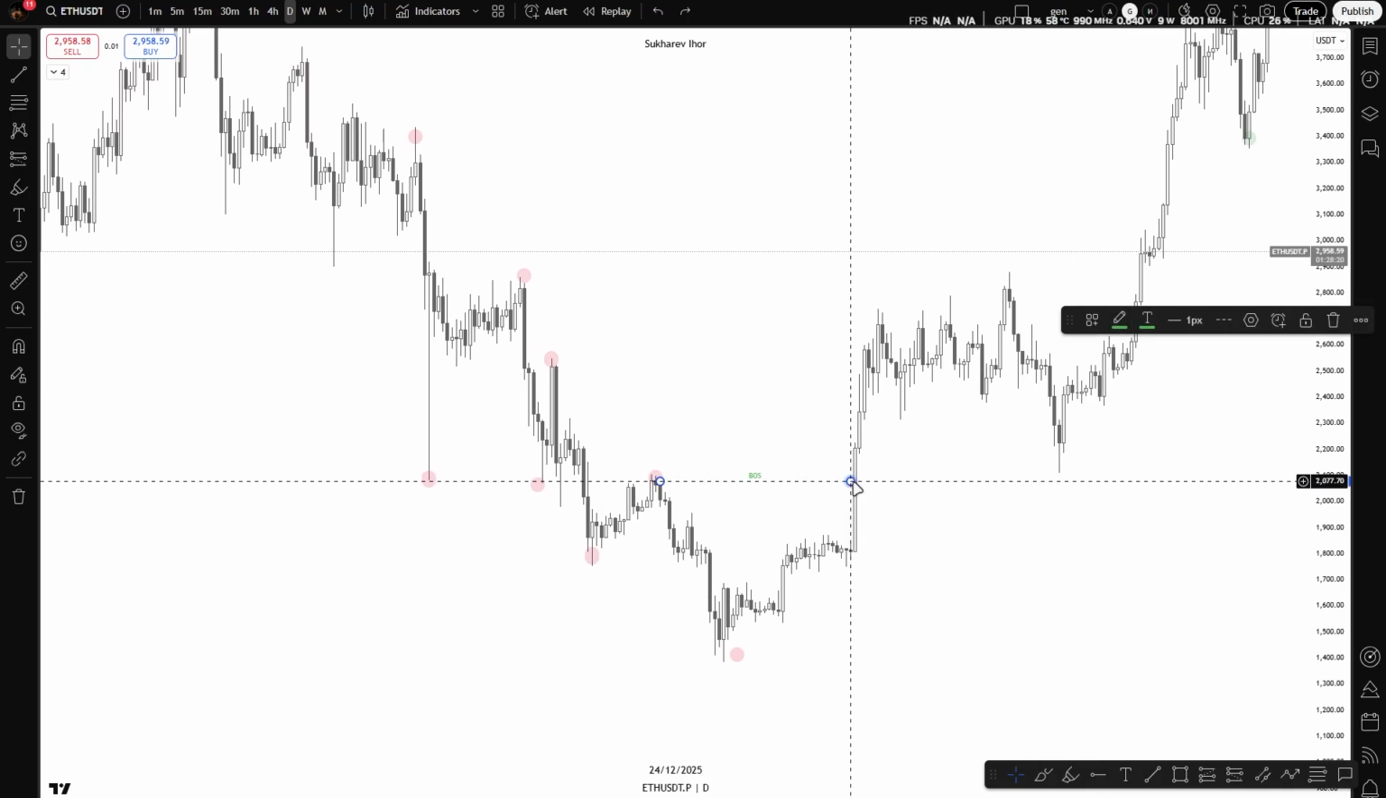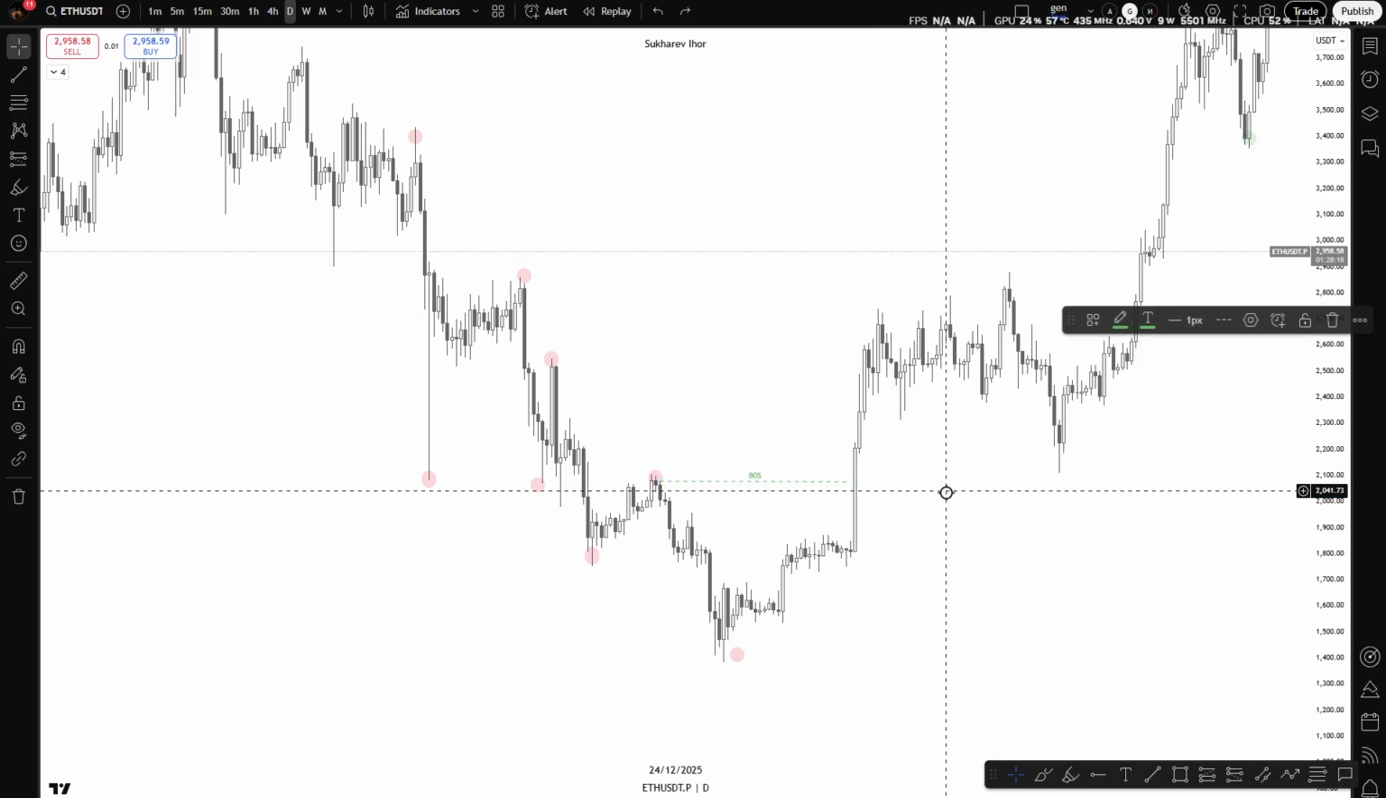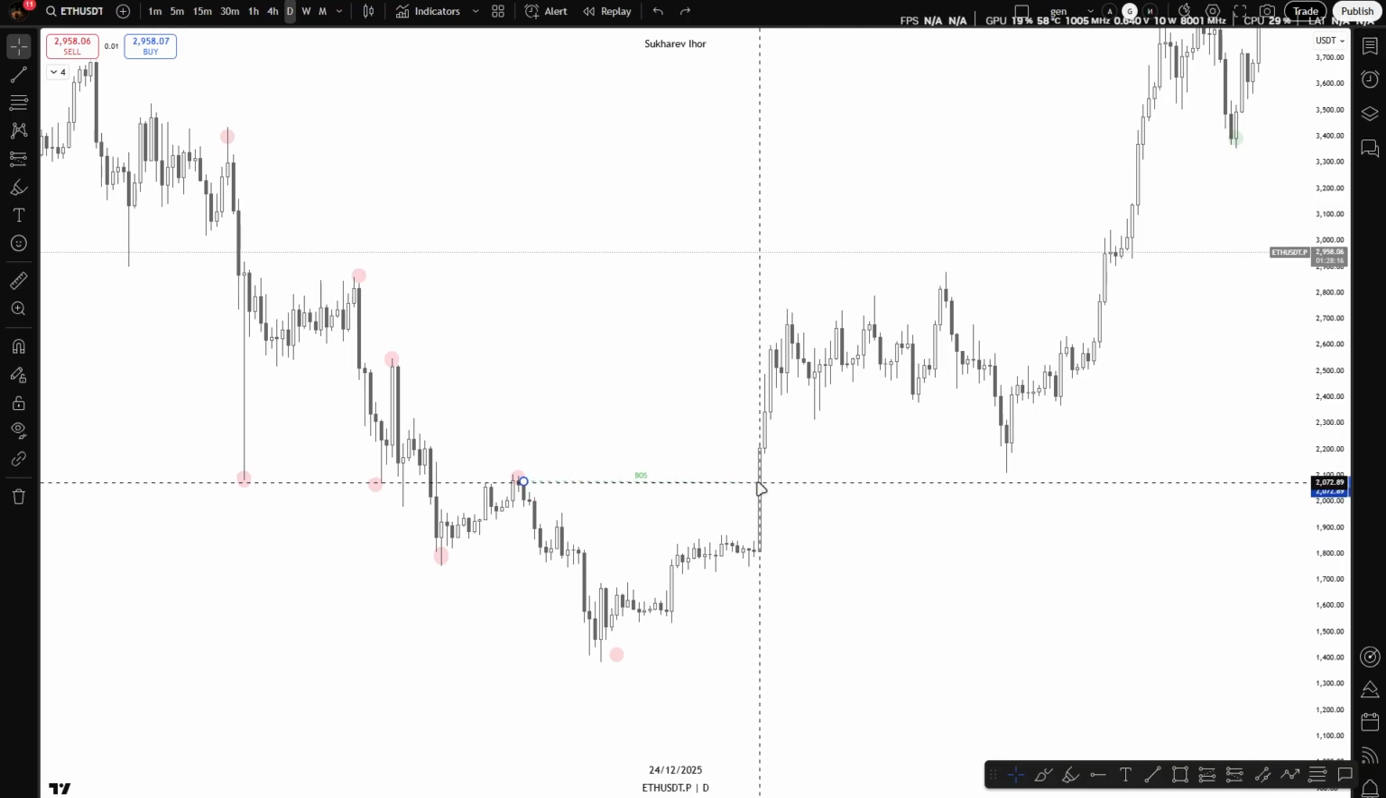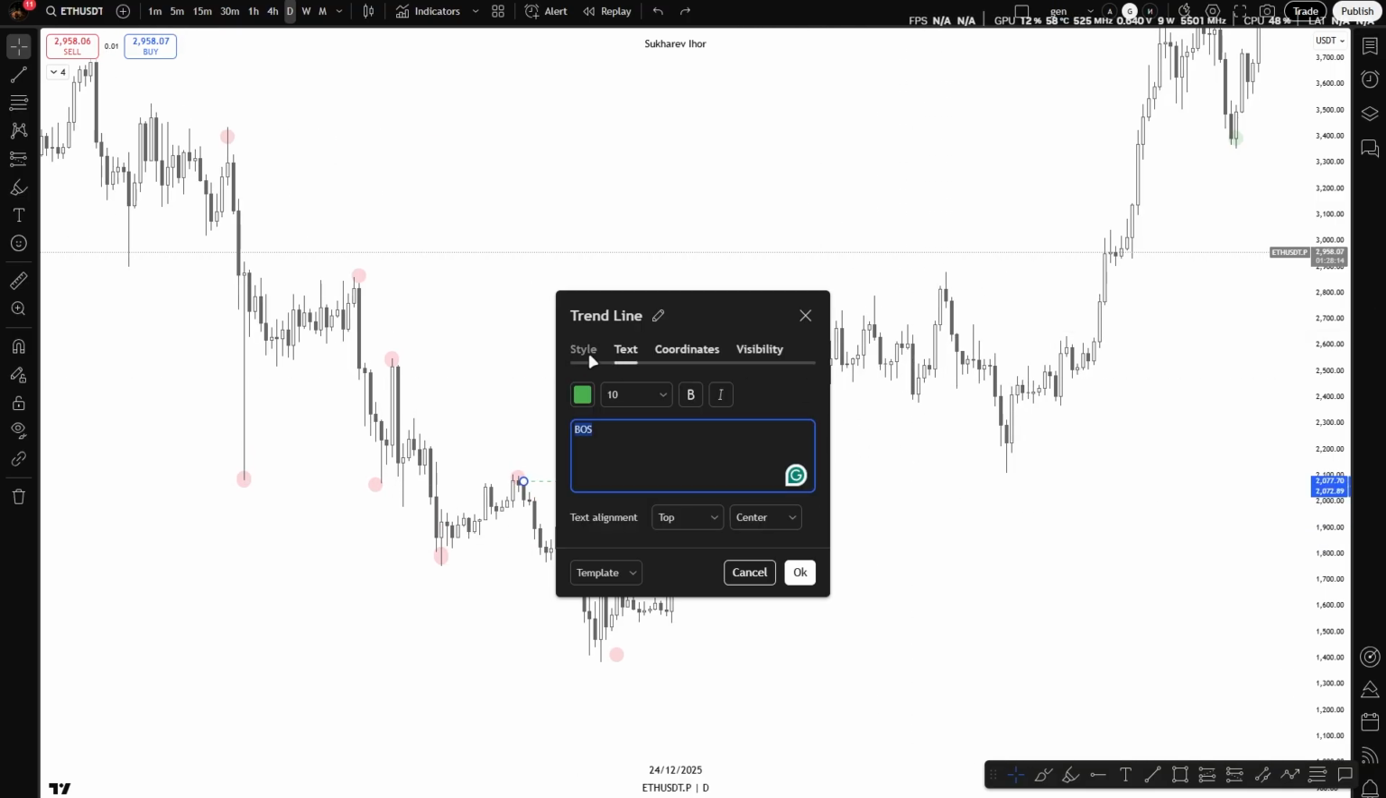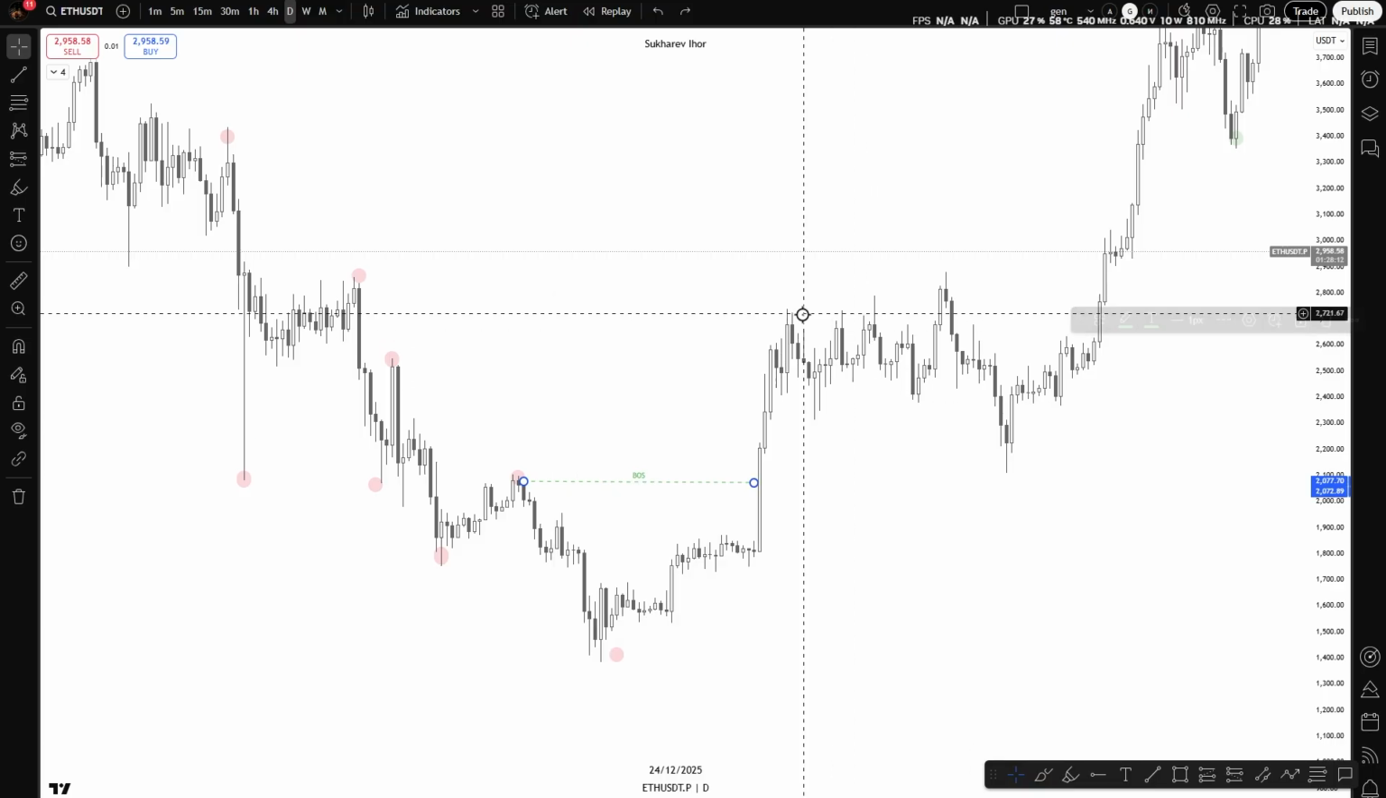I decided to save it as a template. I took it from, I actually like the design. I like how it looks. So I decided to save it as a template.